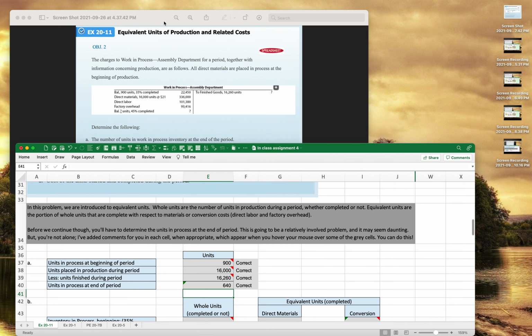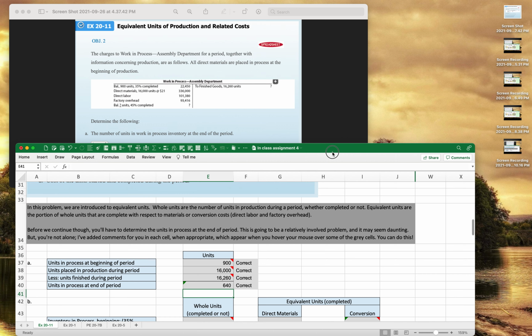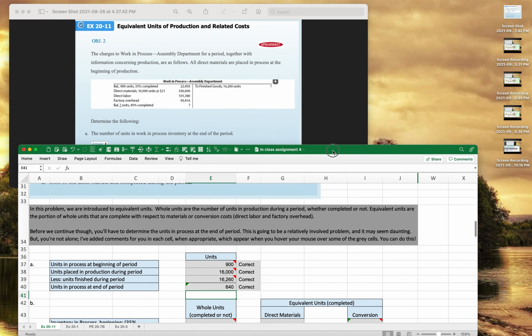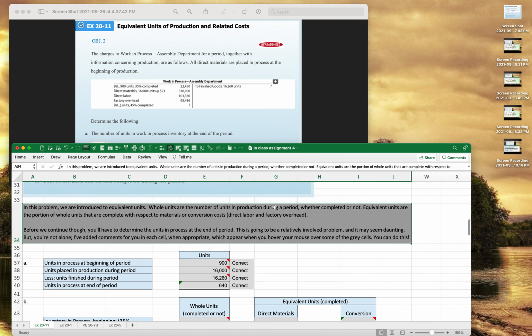The next part in this problem asks us to take a look at part B and determine the equivalent units of production for direct material and conversion. What the heck does that mean? Well, folks, before we get that far, you need to understand what whole units are. Whole units are the number of units in production during a period, whether they're complete or not.